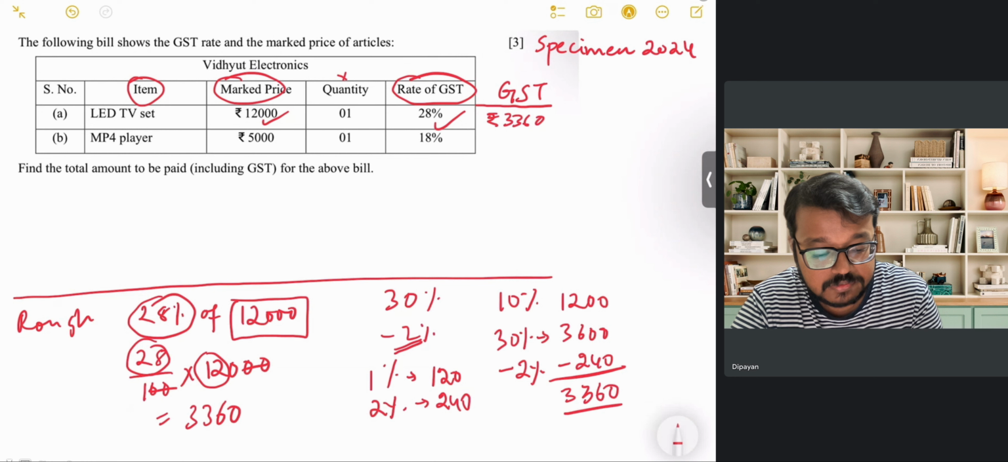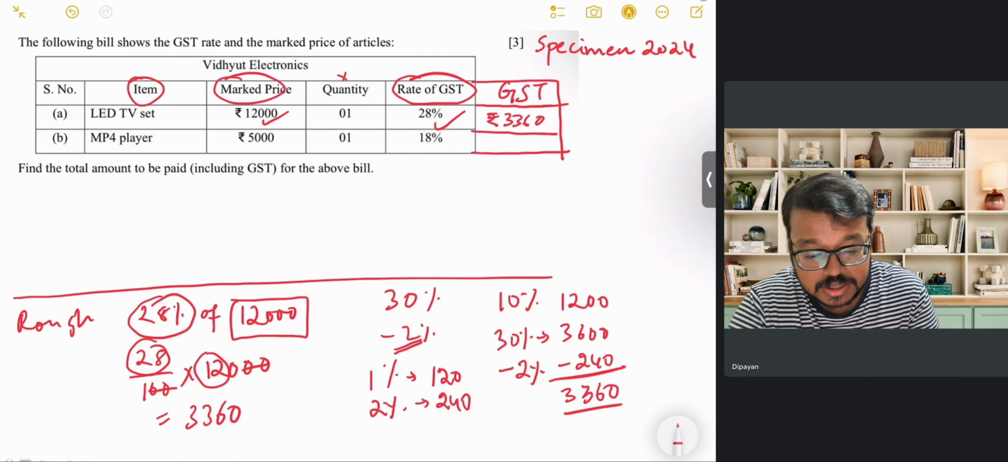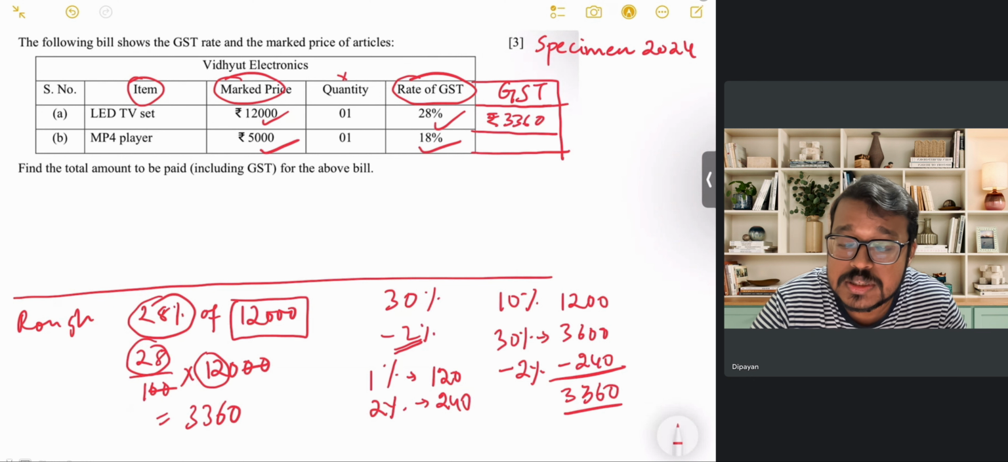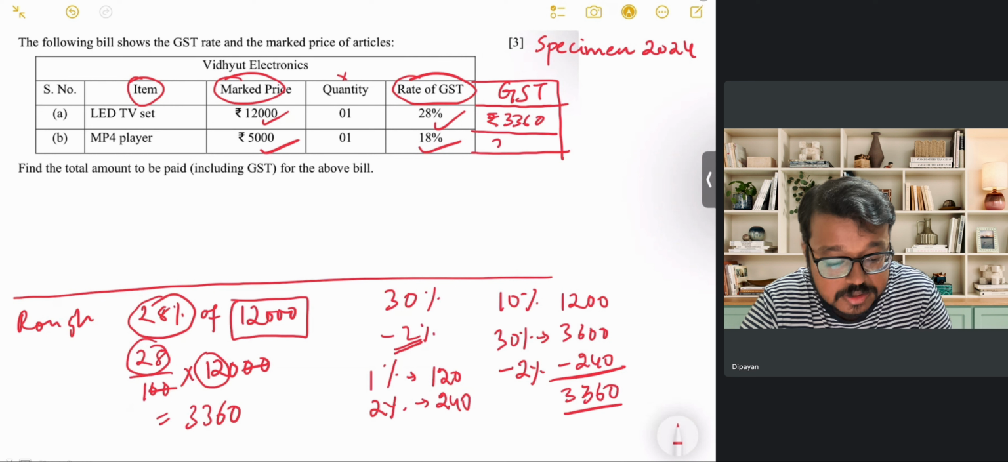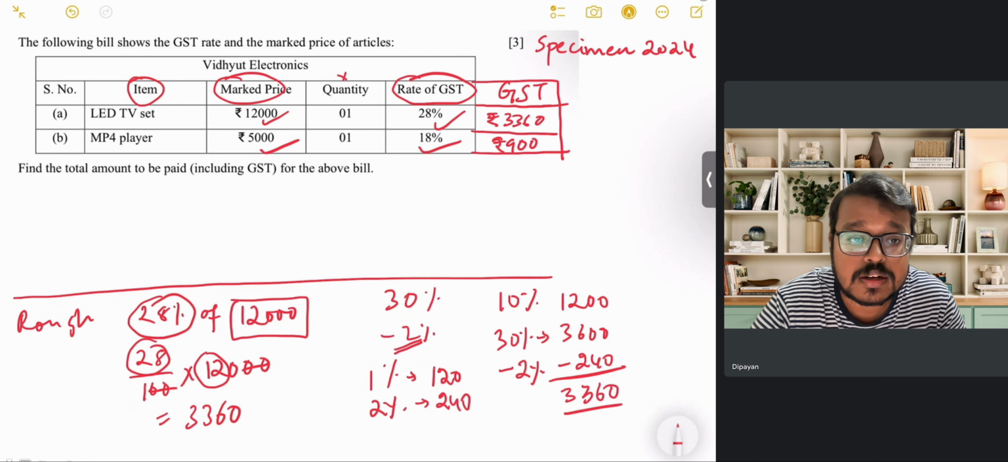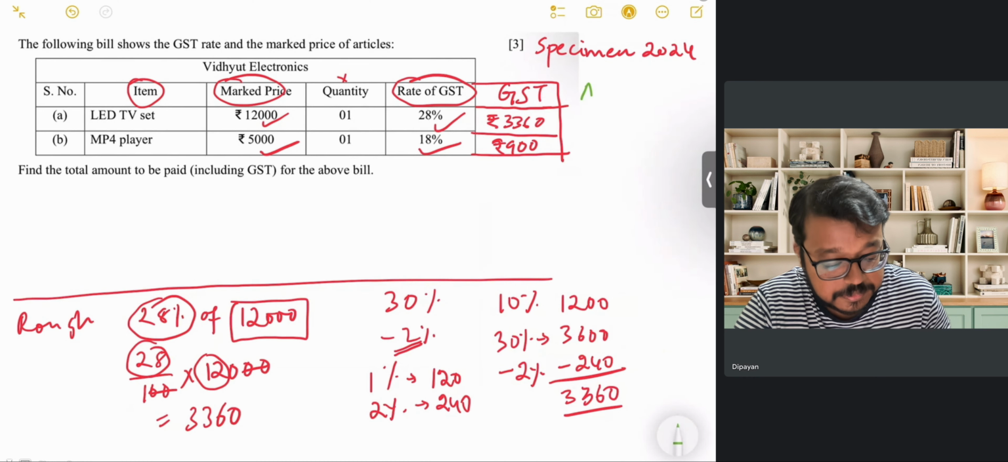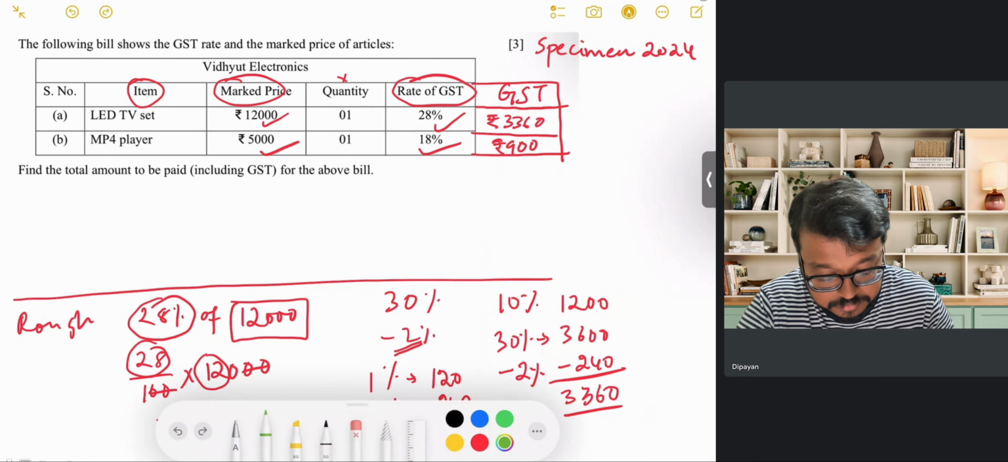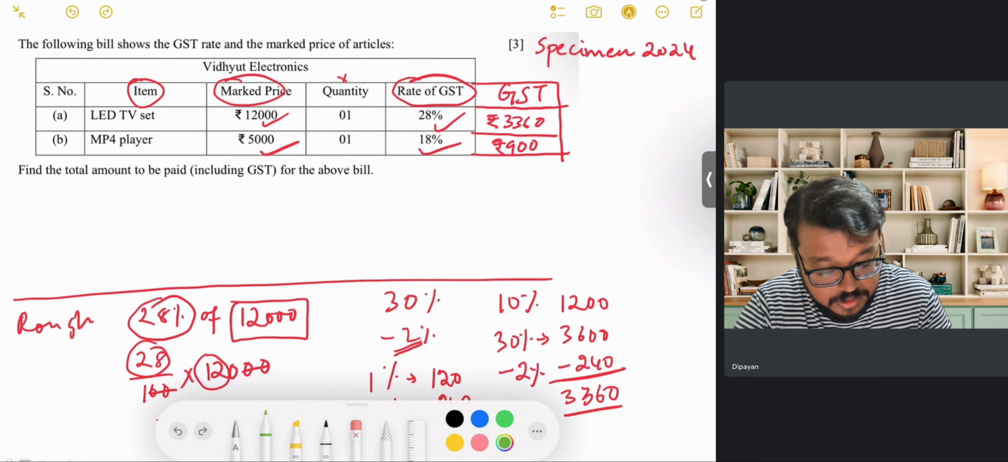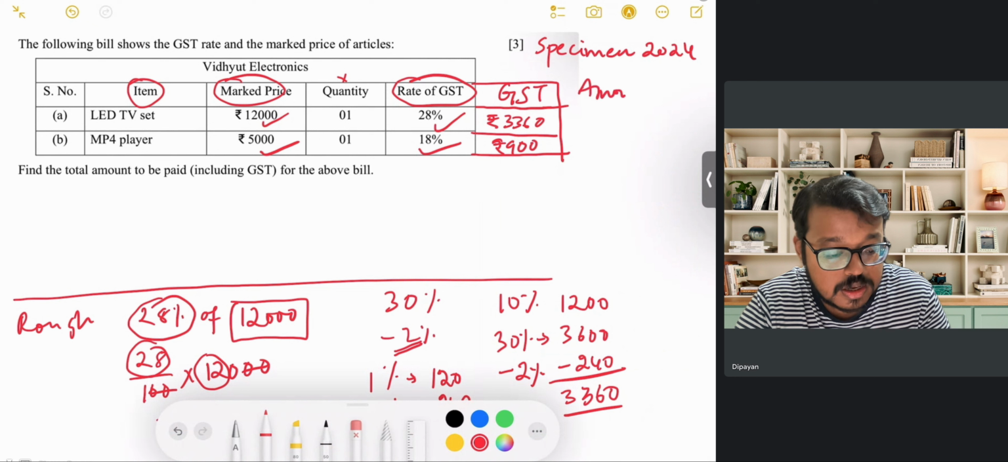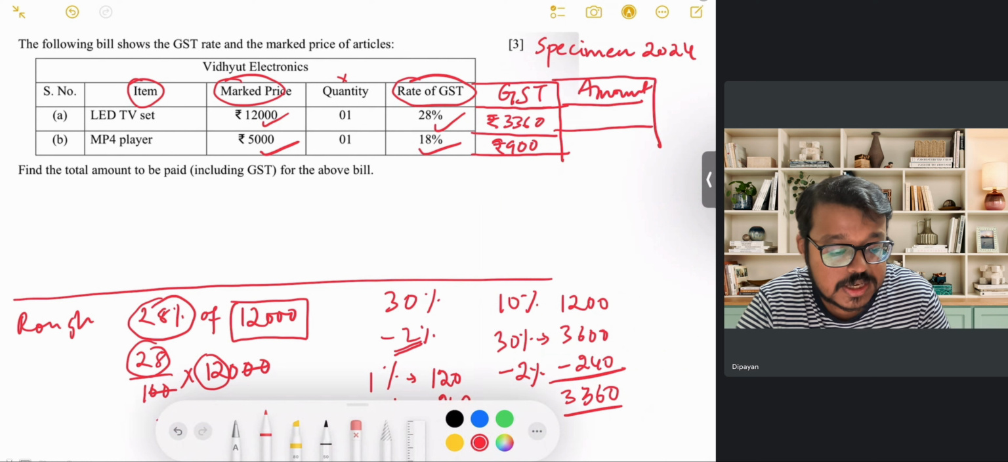And in the same way, we will calculate the GST for the MP4 player, which is 18% of 5,000, and that will be rupees 900. You can show the working in the rough column. And then we will make another column here beside GST, which is the amount.